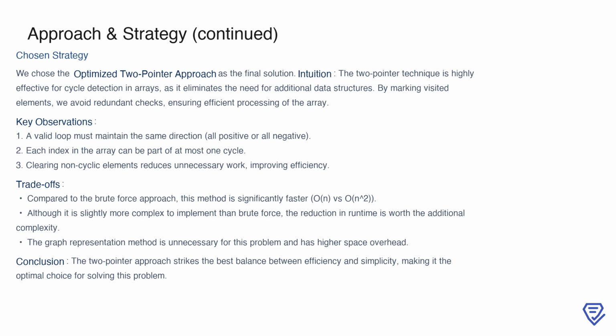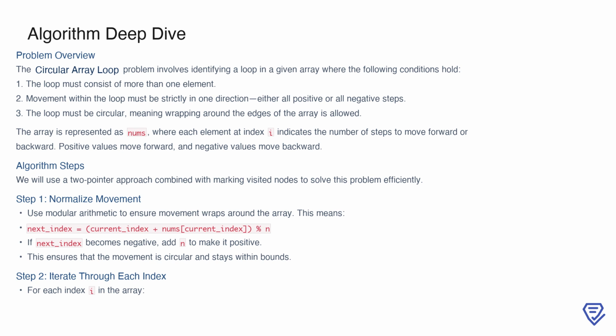circular array loop problem. In the circular array loop problem, our goal is to detect a loop in an array of integers, where the loop meets three specific criteria. First, the loop must consist of more than one element. Second, the movement within the loop must be consistent in direction, either all forward or all backward. Third, the loop must be circular, meaning we can wrap around the edges of the array.